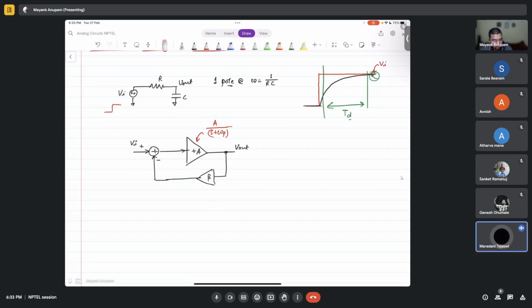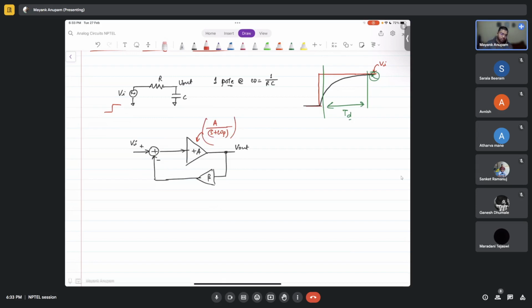So generally this is negative feedback, right? Yes. Correct. So how did we get that equation? Which equation? This A by, no no, sorry. Here I have not written anything fancy here.